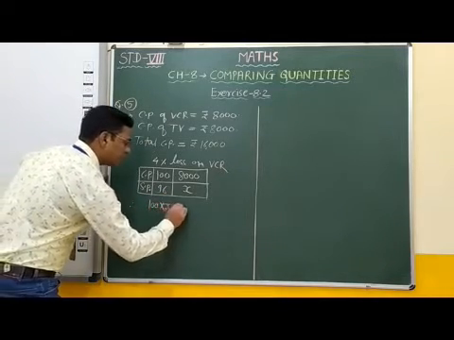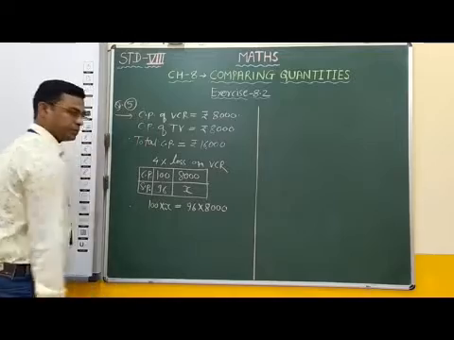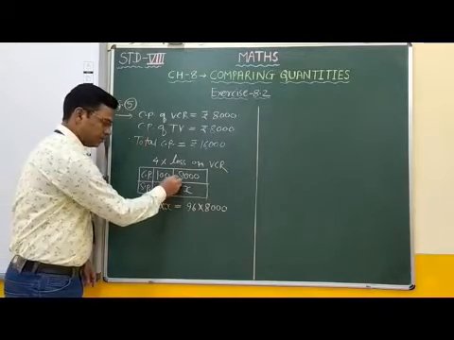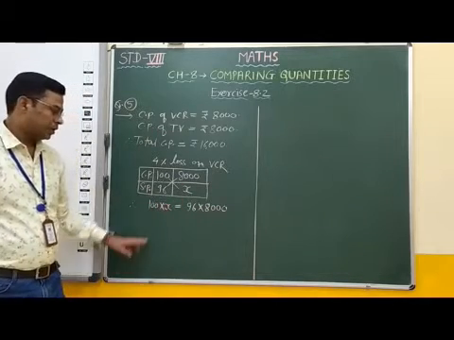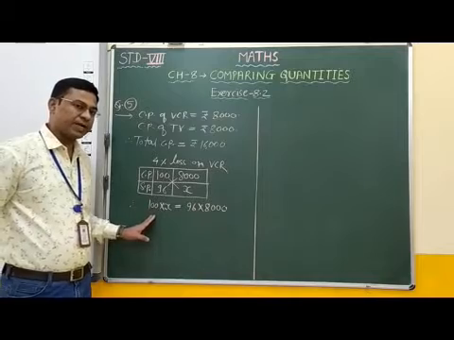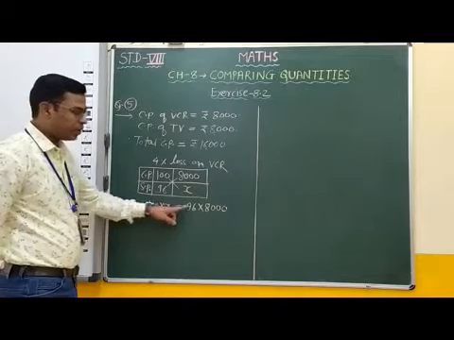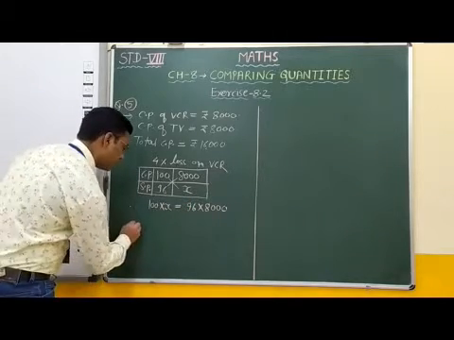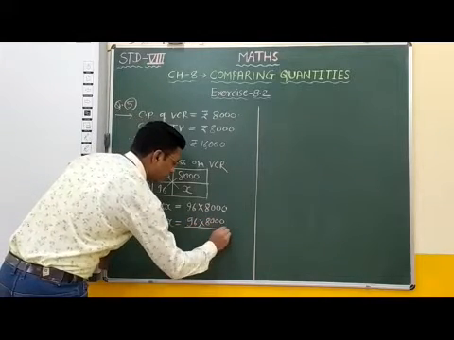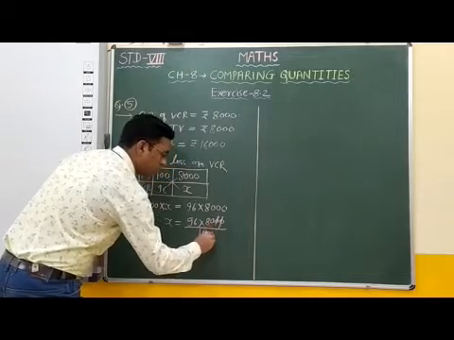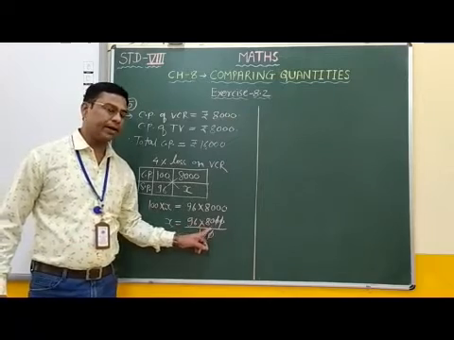100 into x is equal to 96 into 8,000. Here cross multiplication. Now this 100 moves from left side to right side. Therefore, 100 is multiplied, so it will divide on RHS. 96 into 8,000 upon 100. 2 zeros cancel, 2 zeros. Now multiplication of 96 and 80.